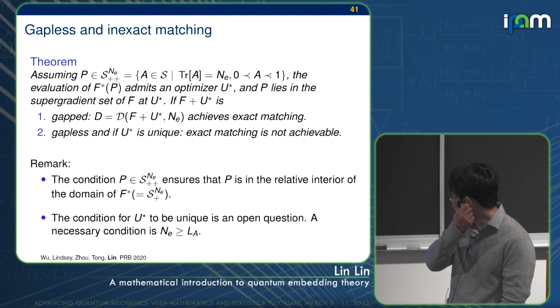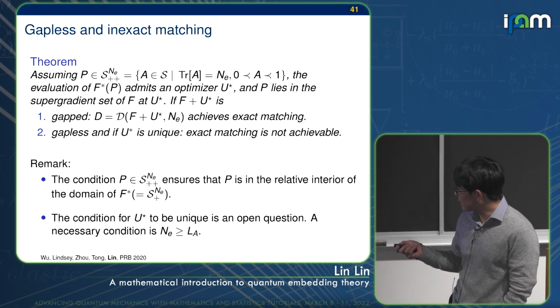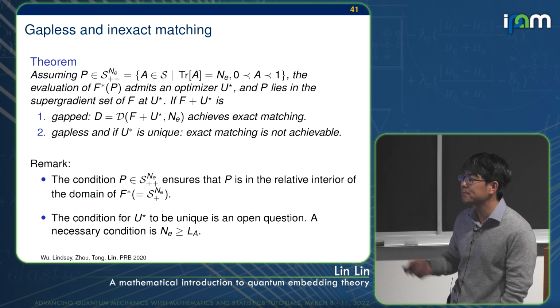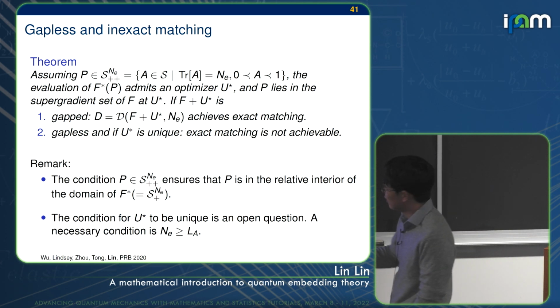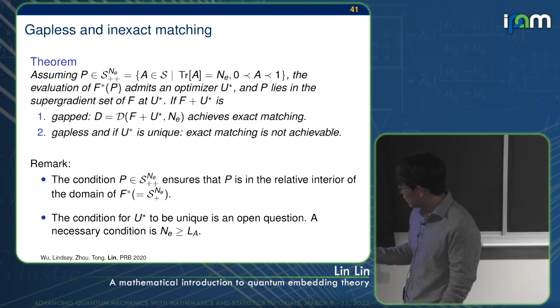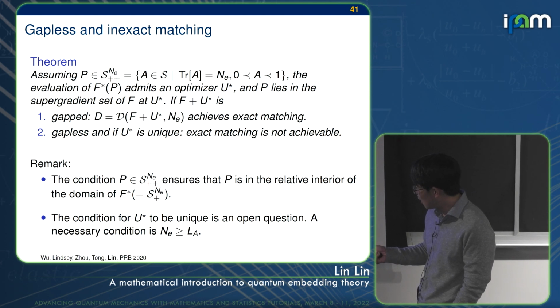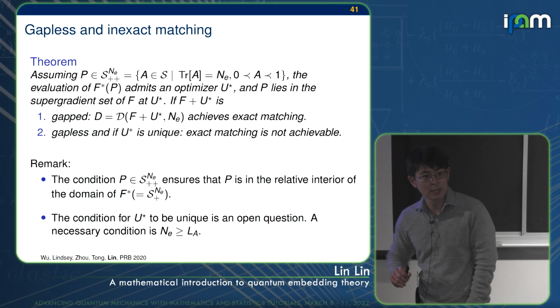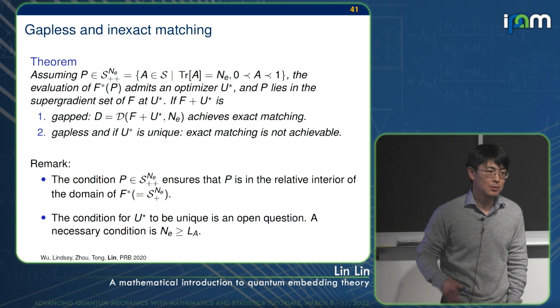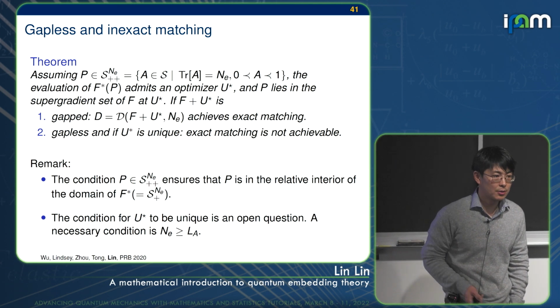Some remarks, and these are technical remarks. There are 2 technical remarks. One is that this condition ensures that this is in the so-called relative interior of the domain, and that allows you to take this supergradient. And the second is that the condition for U star to be unique is so far an open question. We don't know how to characterize that. We don't know when it is gapless or even gapped, whether there are other solutions.